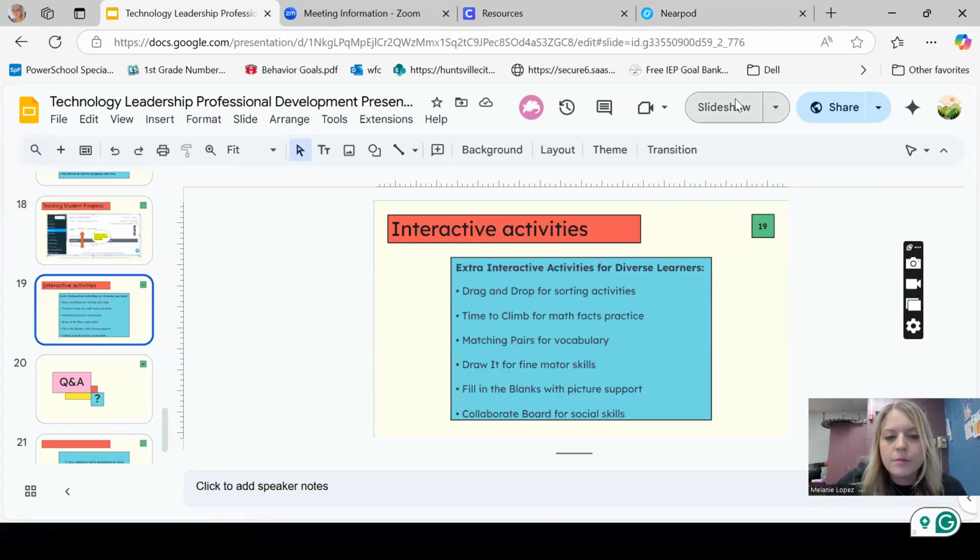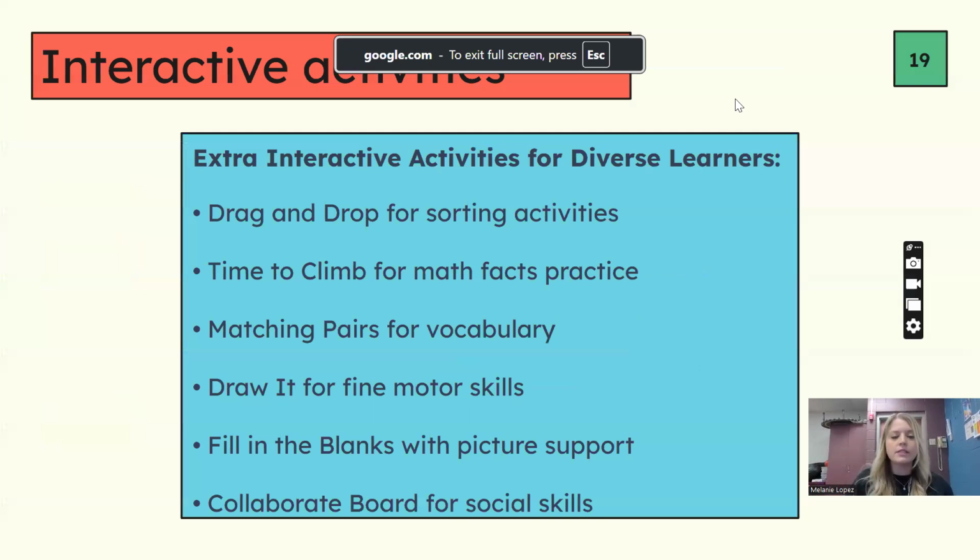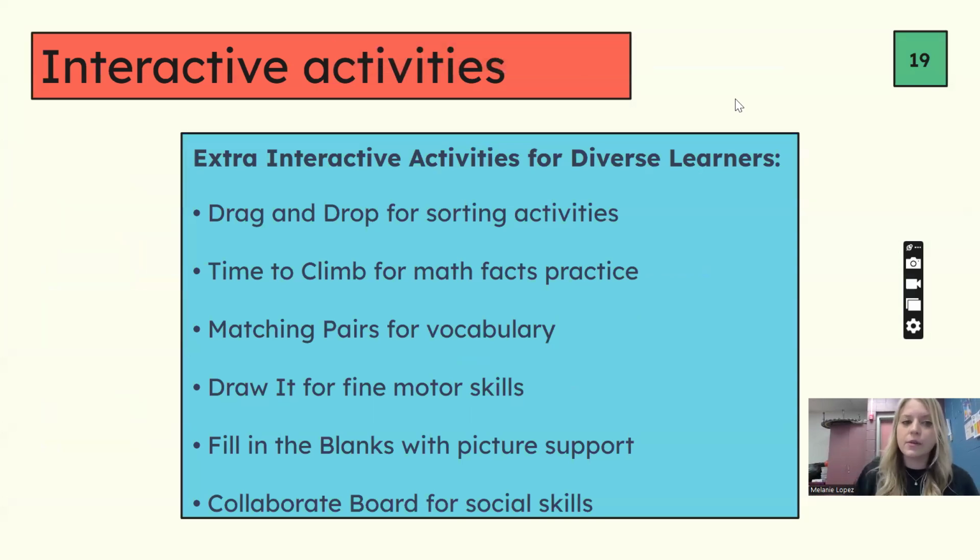So the last thing I have on here is interactive activities. So these are just some extra things that would be really good for diverse learners that you can do. So you could do a drag and drop for sorting activities, time to climb for math facts practice, matching pairs for vocabulary, a drawlet for fine motor skills, fill in the blanks with picture support, and a collaborative board for social skill lessons. Those are just some ideas.